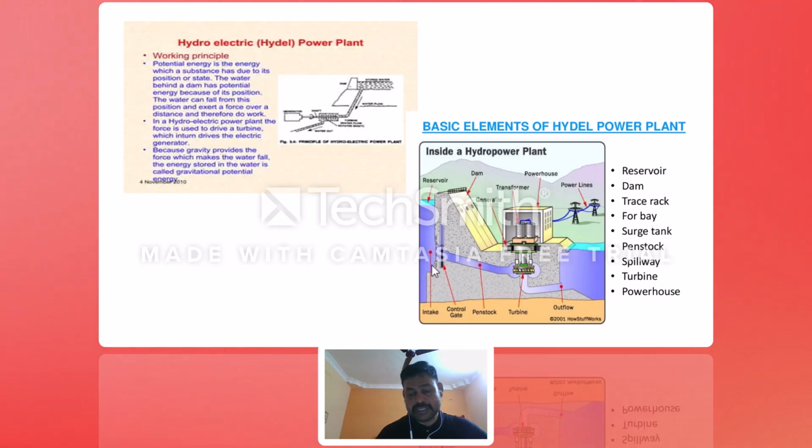Originally the water is stored here. At the bottom, if you open the gate, the water flows through the penstock and rotates the turbine. After rotating the turbine, the outlet water goes through the outflow to the river. Because of the kinetic energy, the turbine is rotated. The rotating turbine creates the relative movement between the coil and magnet. According to Faraday's law of electromagnetic induction, power is generated. That generated power we are supplying through the tap.